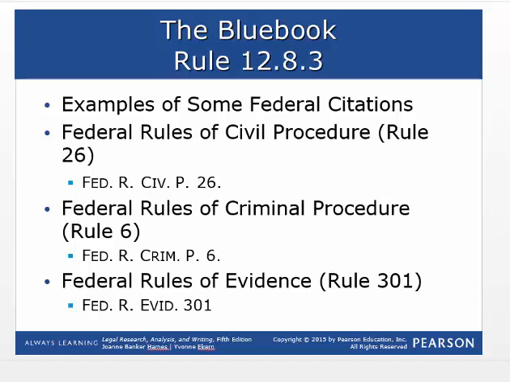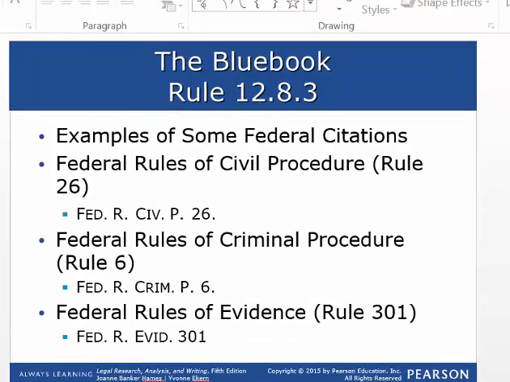And state codes, I'll put these slides up there. You can take a look at this. I'm not as concerned about state code.